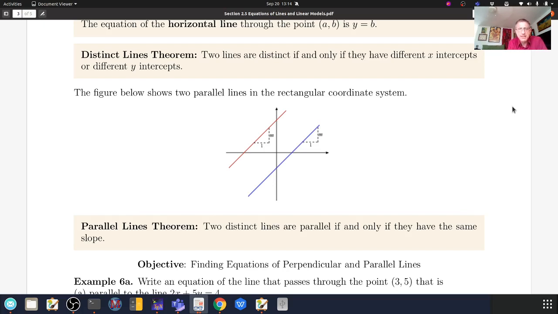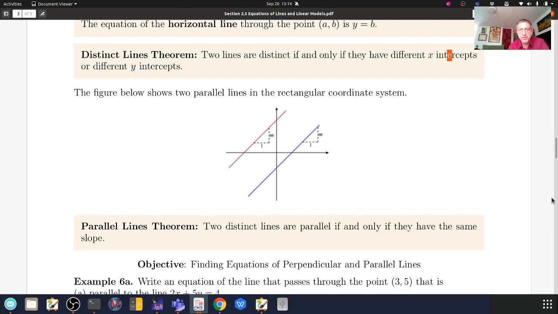Two lines are distinct if and only if they have different x-intercepts or different y-intercepts. As long as they have different x-intercepts or different y-intercepts, then they're different. Sometimes they will have both. In this particular example, this line has different y-intercepts and different x-intercepts. So here's an interesting question for you. Can you come up with an example of two parallel lines that have different x-intercepts, but their y-intercepts don't exist, or they have different y-intercepts, but their x-intercepts don't exist? Just draw pictures and you'll figure it out.